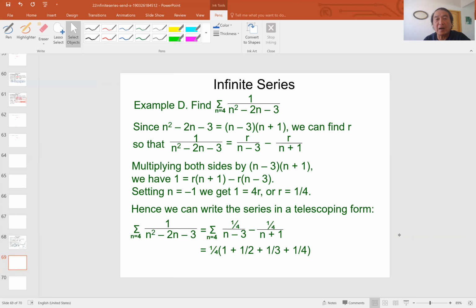Okay. Now, next we will talk about how to determine things that we cannot sum to an answer. How do we decide convergence or divergence? And that's a very important question in mathematics.